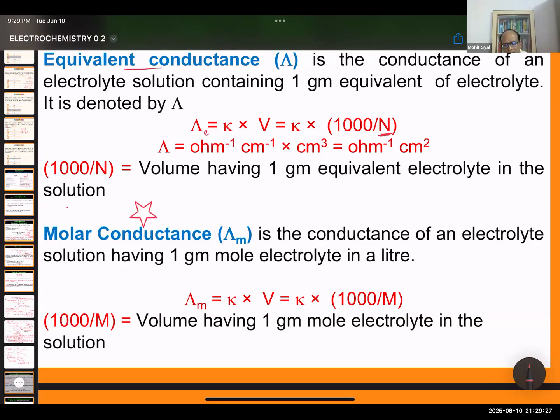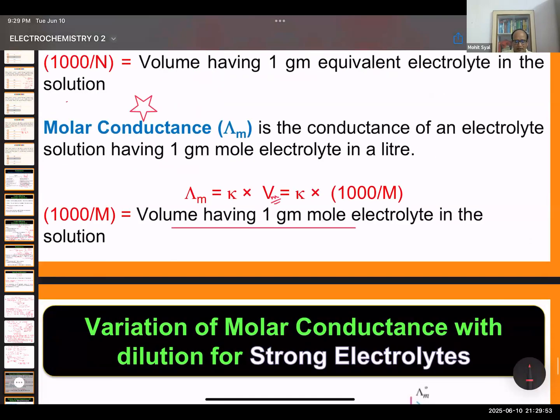As I told you, it is the conductance of electrolyte containing 1 mole, or all ions furnished by 1 mole of electrolyte, in a liter of solution. So kappa into volume of 1 mole, 1000 by molarity. Is it clear? 1000 by molarity is the volume of 1 mole. 1 gram mole is 1 mole of electrolyte.